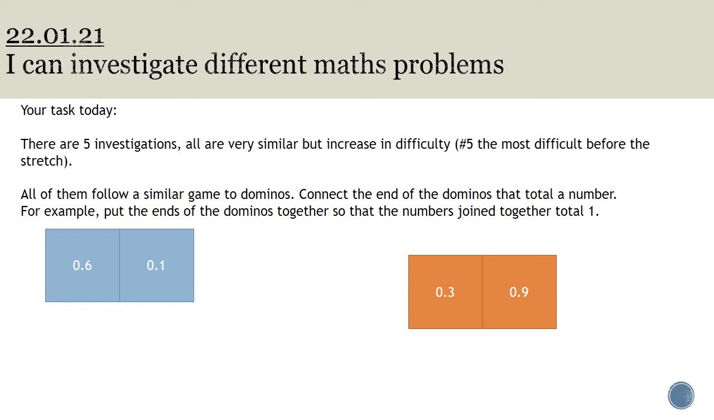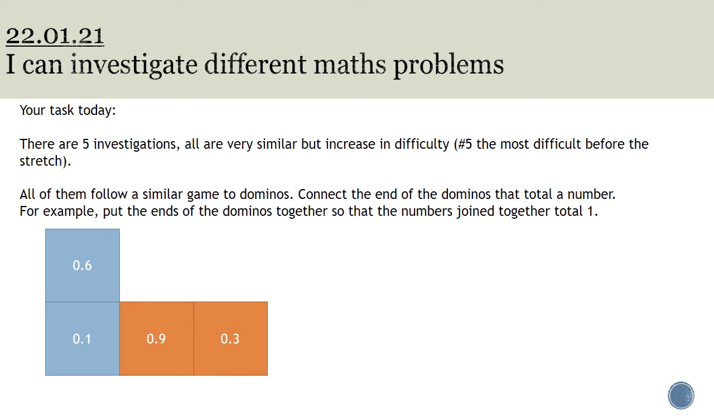I'm going to check though now with 0.9 because I could turn the domino around. Would 0.9 and 0.1 added together make 1? Well, yes, they would, because 9 add 1 is 10, and they're in a tenths column. And so I would move them so they were in line like this and joining together. So 0.9 is next to 0.1, and because they're touching, if I add them together, they should make 1.